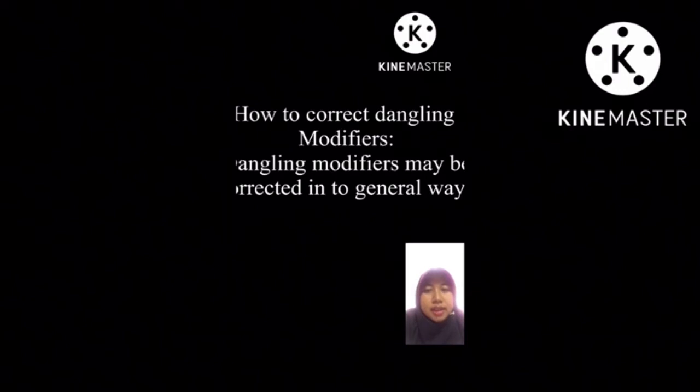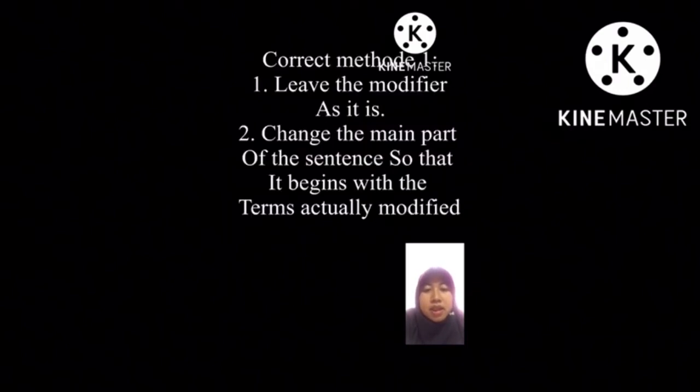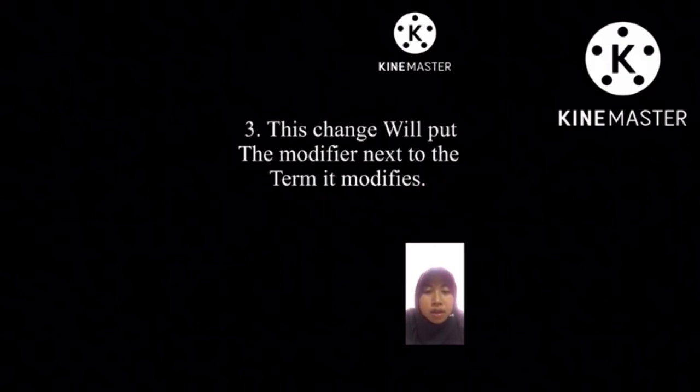How to correct dangling modifiers? Dangling modifiers may be corrected in two general ways. Correction methods: Number 1. Leave the modifier as it is. Number 2. Change the main part of the sentence so that it begins with the term actually modified. This change will put the modifier next to the term it modifies.